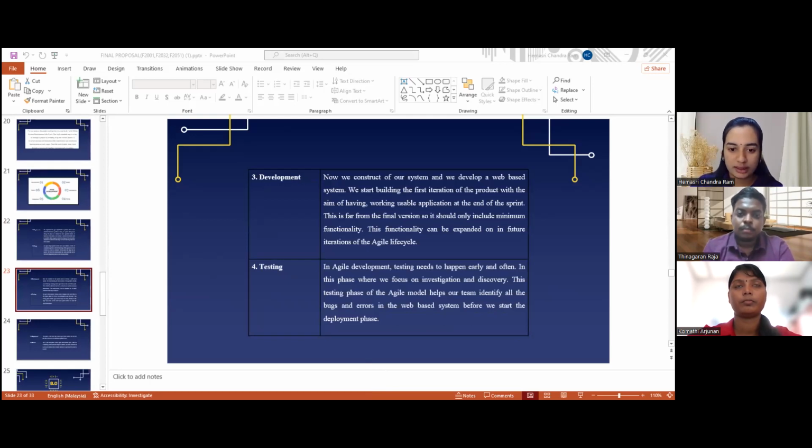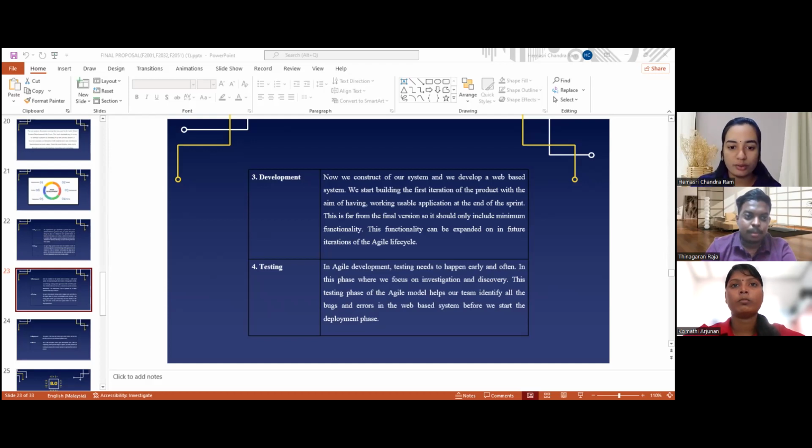The third one is development. Now, we construct our system and we develop a web-based system. We start building the first iteration of the product with the aim of having a working usable application at the end of the sprint. This is far from the final version, so it should only include minimum functionality. This functionality can be expanded on in future iterations of the agile lifecycle.